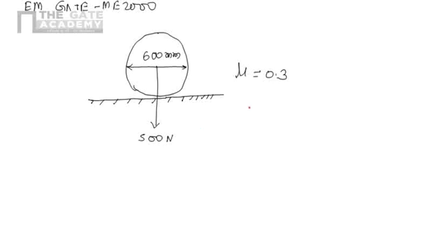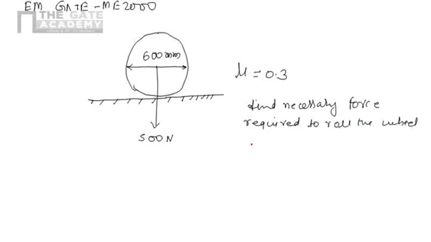Now we have to find the necessary force required to roll the wheel on the rail. I will again repeat this problem. There is a steel wheel of 600 mm diameter which has a weight of 500 Newton, and the coefficient of rolling friction is 0.3. Now we have to find the necessary force required to roll the wheel on the rail.